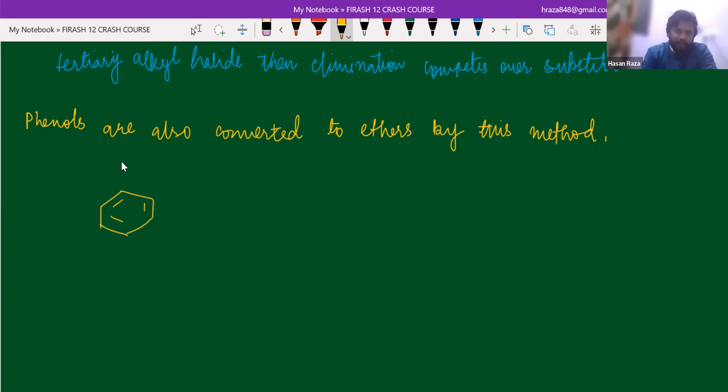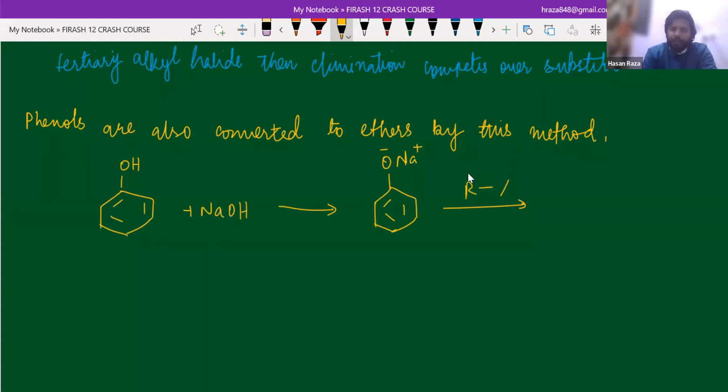And if you are going to react this with NaOH, you will be getting phenoxide ion. This reaction we have already discussed in previous lectures. So it will be ONa, which will have positive and it will have negative. And if you are going to react this with RX, alkyl halide, this will be negative, this will be positive. So this will go with this and it will form an ether. Got this? Please do write.